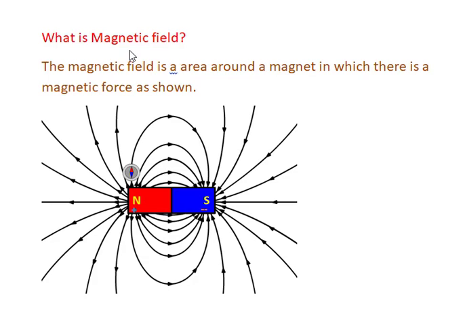Then what is a magnetic field? It is an area around a magnet in which there is a magnetic force. So the magnetic field is nothing but a force around the magnet. So there is the north pole and the south pole. The molecular magnets, the dipoles, are arranged in an ordered manner inside this, so it produces the molecular field, that is Weiss's molecular field. This is called the magnetic field.